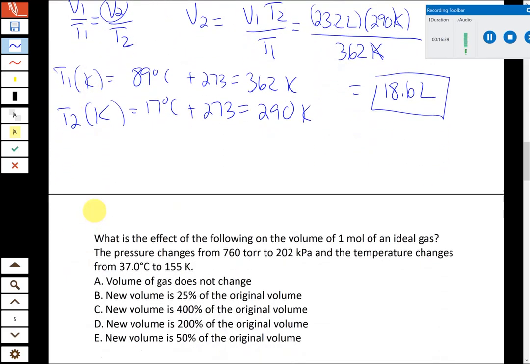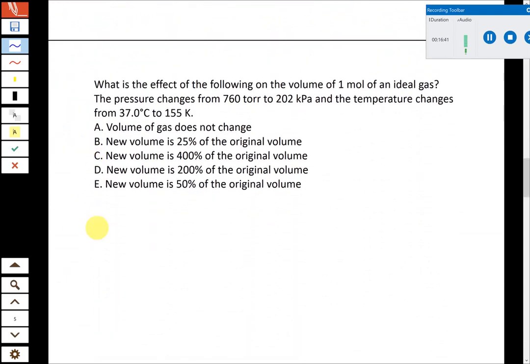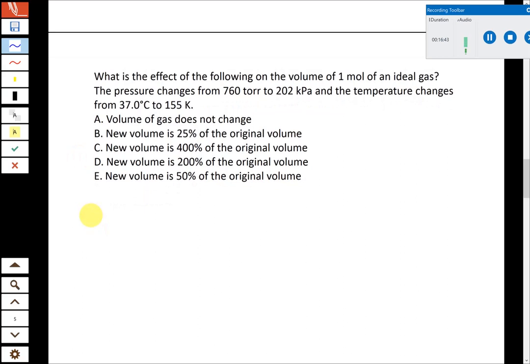All right, so a couple other variations on that same theme then, because that was one of the major problem types we had in this assignment. So this is a multiple choice question, which is sort of more in relative terms. So what is the effect of the following on the volume of 1 mole of an ideal gas? All right, so again, n is constant, 1 mole. The pressure changes from 760 torr to 202 kilopascals, and the temperature changes from 37 Celsius to 155 Kelvin.